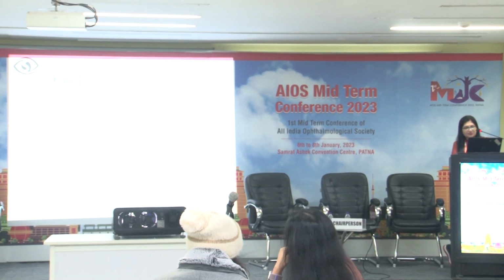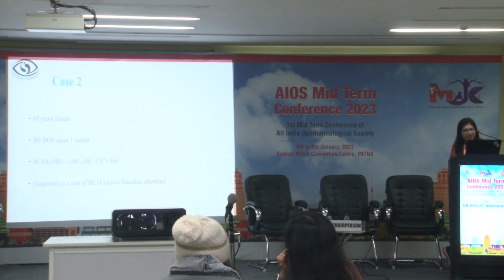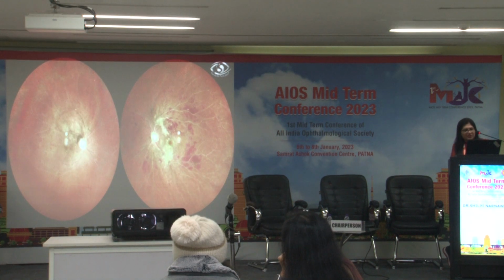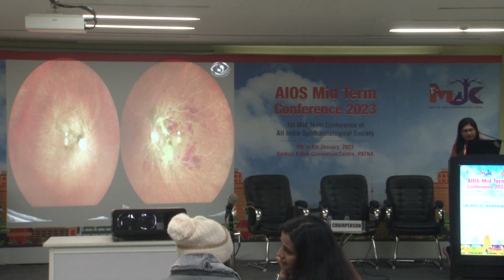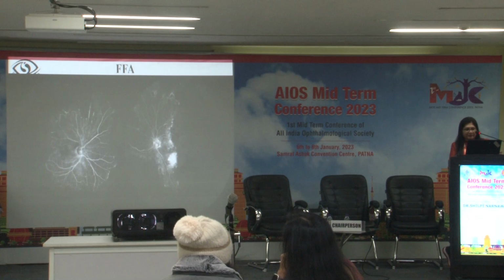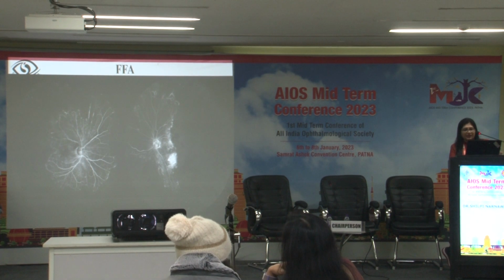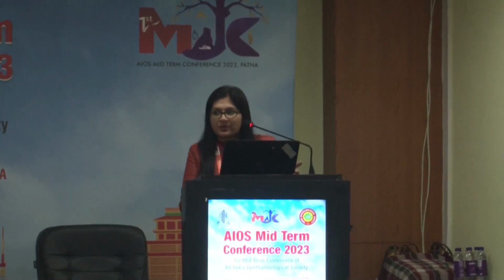Now coming to case 2, a 65-year-old female with diminution of vision in both eyes of 1 month duration, diagnosed as a case of both eyes occlusive vasculitis. These were the fundus pictures of the right eye and the left eye. In the left eye, she also had a full thickness macular hole. This is the OCT. Further systemic evaluation was done, and she was detected as a case of pulmonary thromboembolism. This was the FFA picture showing half zone in the left eye and zone 1 in the right eye. Laser was done to the ischemic retina.